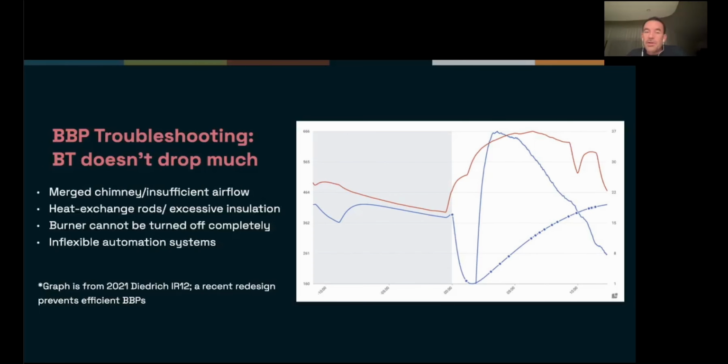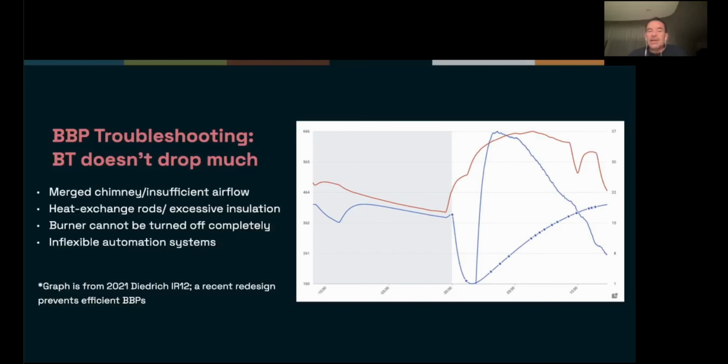The more recent Diedrich machines, ever since about 2017 or so, have these heat exchange rods that run along the side of the drum. Between the insulation and the heat exchange rods and the fact that there's only one fan, and when you shift to the cooling bin setting, there's not much air going through the drum, all those factors add up to it being very difficult to cool those machines between batches. And if anyone has a Diedrich IR machine built after 2017, let me know after the class, write a post about it, and I'll give you a special BBP hack just for those machines.